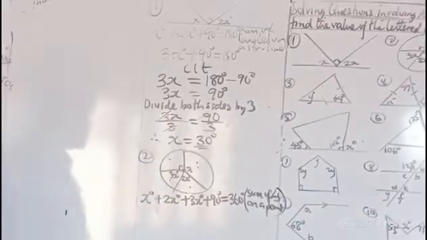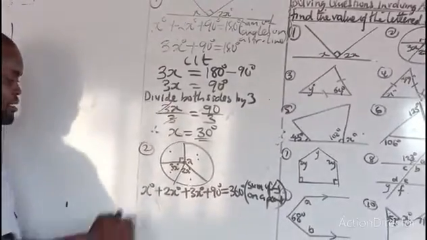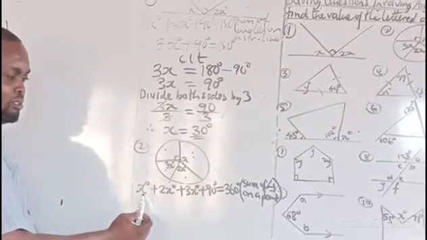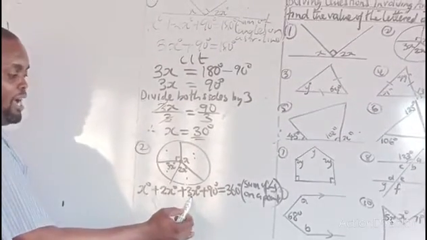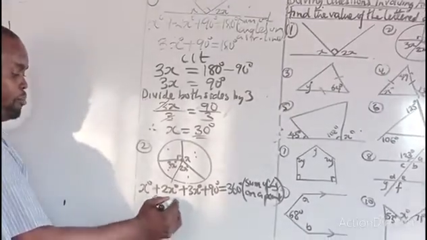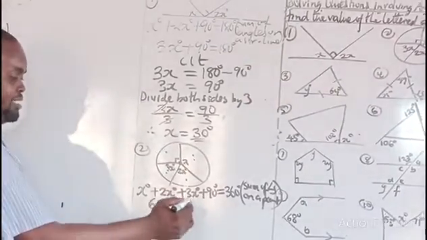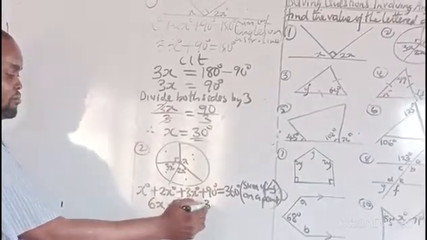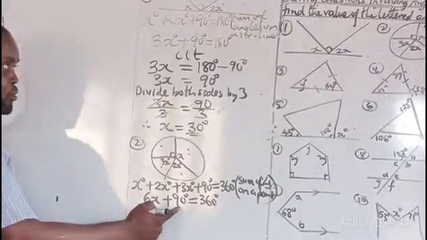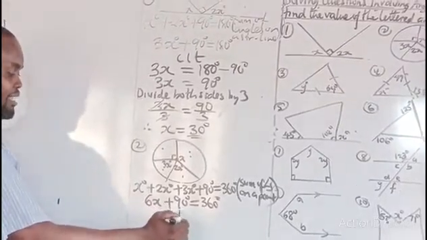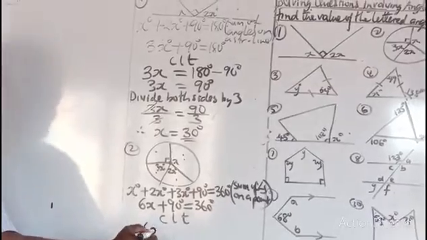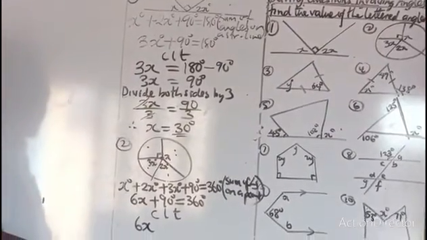So we are going to solve this. How do we solve this? We look at the ones that are like and solve them so that we have x. How many x is this? 1. Then we have 2. We have 3. Look how many? 6. So we have 6x plus 90 equals 360 degrees. Now 6x cannot add 90 degrees. So what are we going to do? So what do I write? 6x.